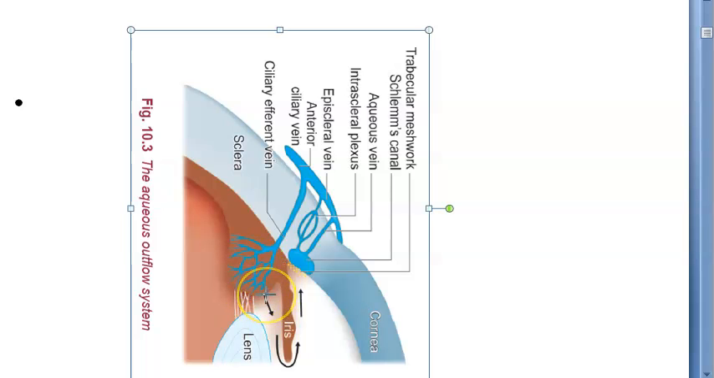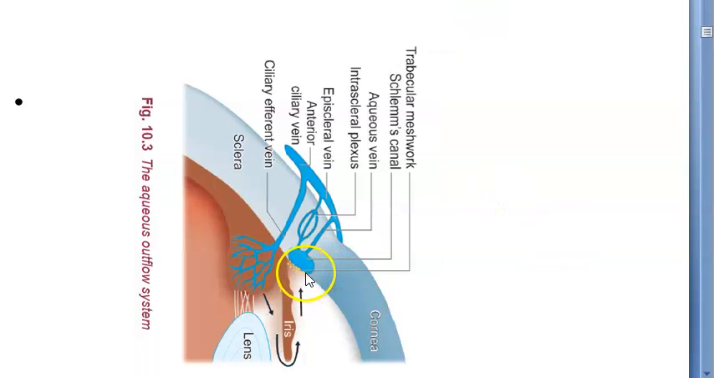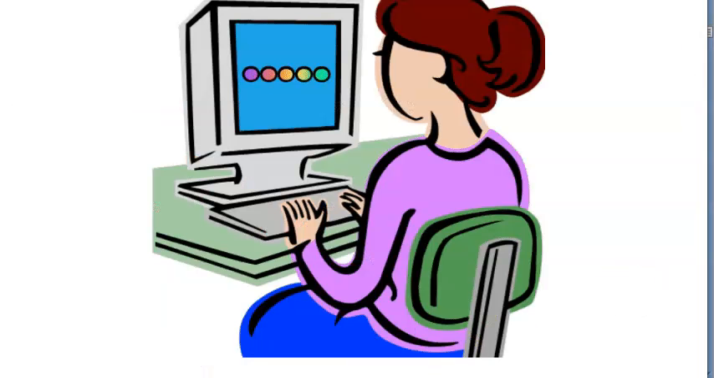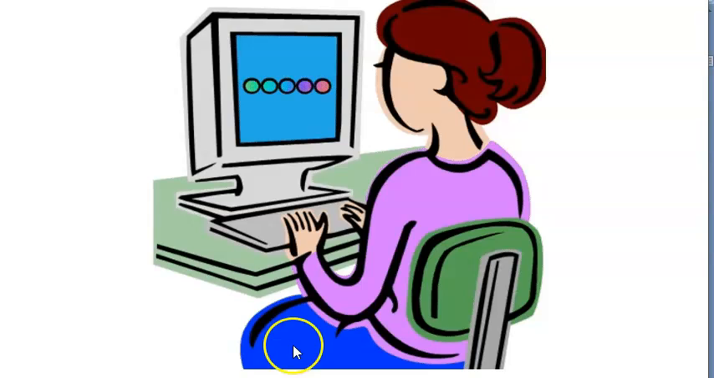So what are they showing here? You have the ciliary efferent vein. And here they are showing aqueous coming out of the pupil and it is going where? Yes, guys, it is into the trabecular meshwork, then the Schlemm's canal, then it's going to the aqueous vein. Okay, that's an interesting name. Then you have the intrascleral plexus, then it is going to the episcleral vein, then it is going to the anterior ciliary vein. So guys, it is going where? Into the veins, okay?